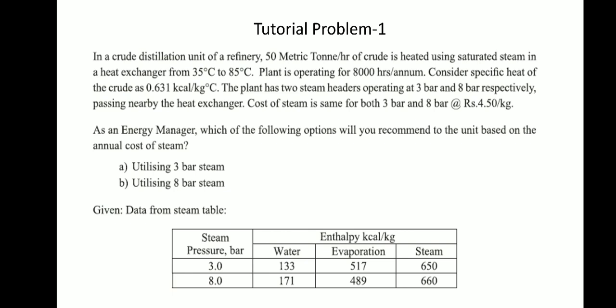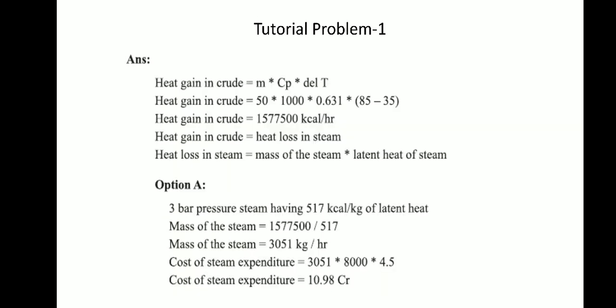This is the problem. It is a crude oil distillation plant. We have 50 metric tons of crude oil which is to be heated from 35 degrees Celsius to 85 degrees Celsius by the supply of steam. In the plant we have two types of steam, one at 3 bar and another at 8 bar. The cost is 4.50 for both the steam conditions. But our question is which steam will be more efficient. Then we directly go to the answer.